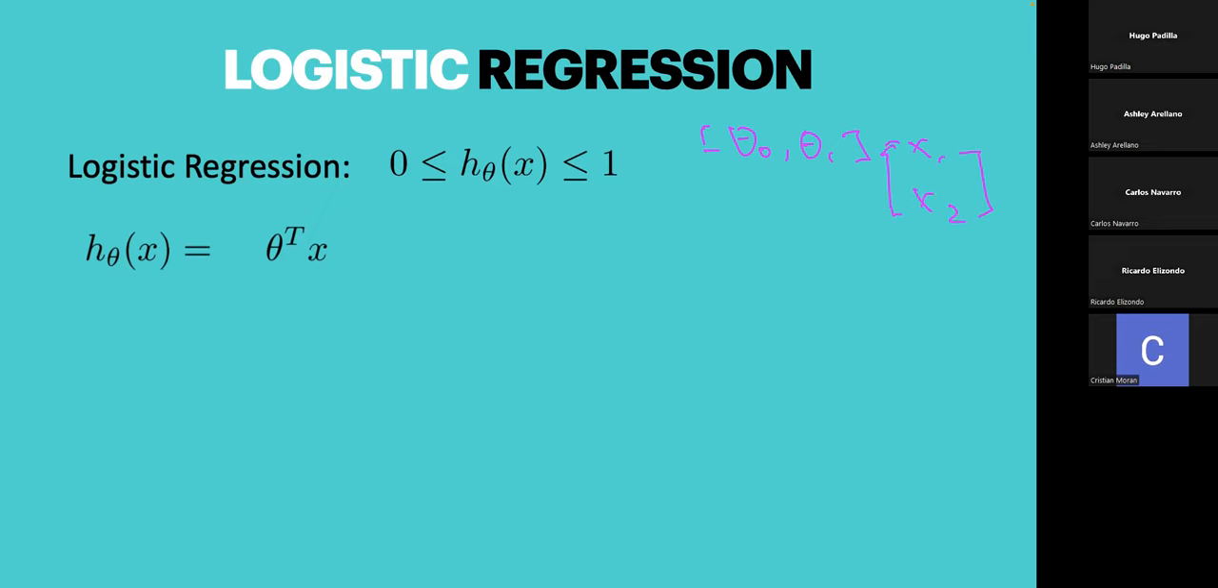So now we can have the multiplication. So theta transpose x actually denotes the linear regression. Now our output is linear regression, so it's a value from negative infinity to positive infinity.